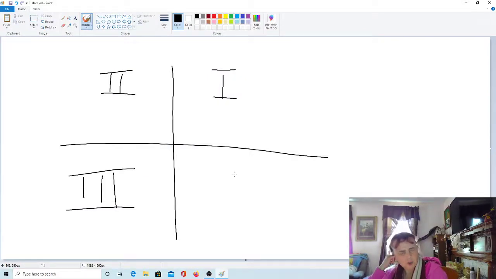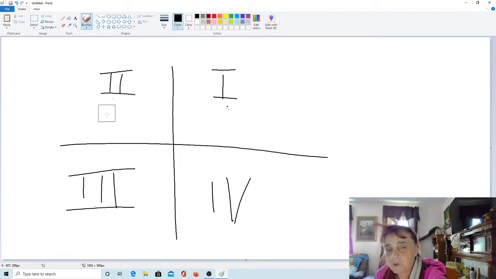Okay, now when you do a graph, you have to do it in the Cartesian Coordinate System. Here's quadrant 1, quadrant 2, quadrant 3, and quadrant 4. This is where x and y are both positive. This is where x is negative, y is positive. This is where x and y are negative. This is where x is positive and y is negative.